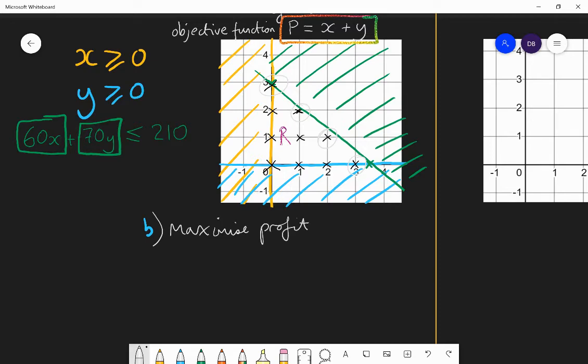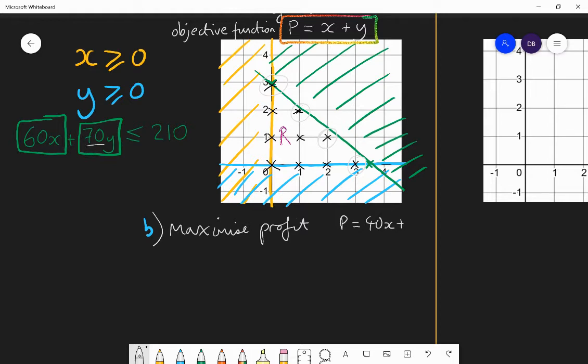So I need an objective function for what the profit is. Now, if I sell them both for £1, for every Mars bar, which costs 60p, if I sell it for £1, I've made 40p profit. So for every X, I will make 40X profit. Have a think about what the profit would be for Yorkies.